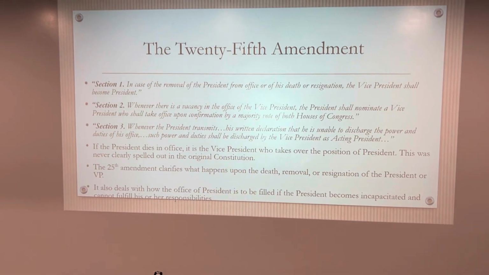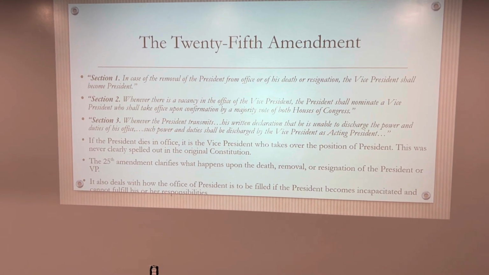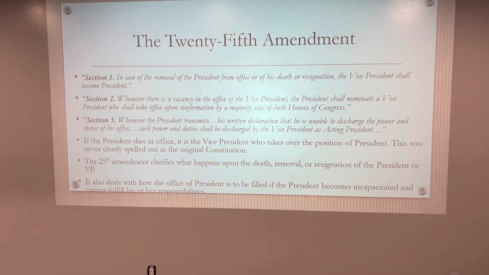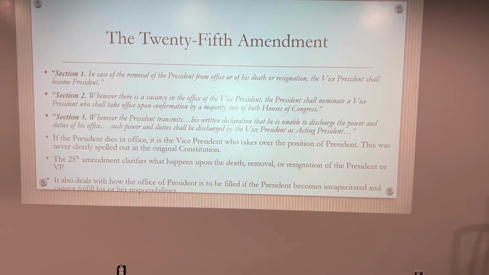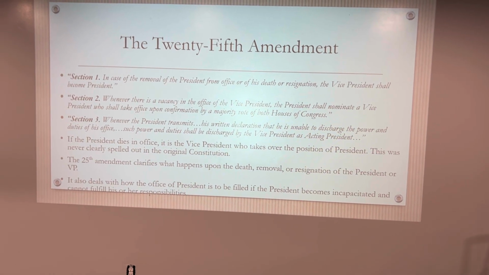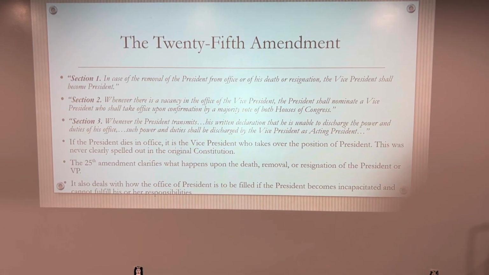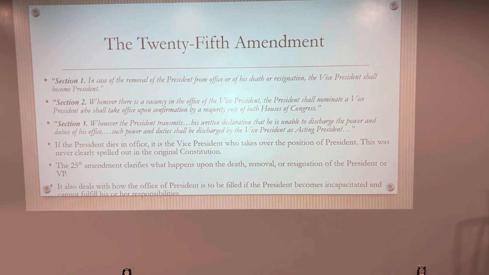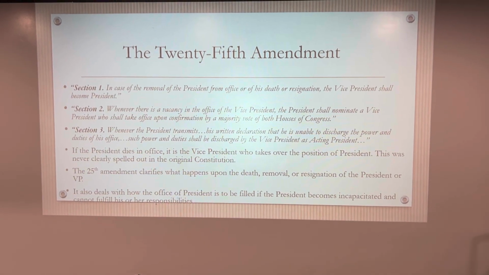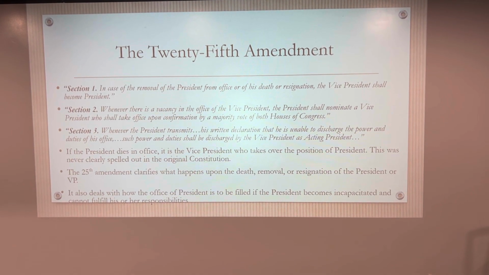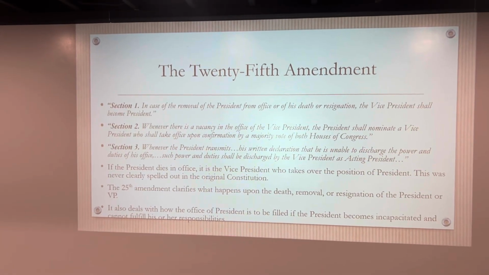The 25th Amendment establishes the line of succession for a president. If the president dies in office, it is the vice president who takes over the position of the president. This was never clearly spelled out in the original Constitution. The 25th Amendment clarifies what happens upon death, removal, or resignation of the president or vice president. It also deals with how the office of president is to be filled if the president becomes incapacitated and cannot fulfill his or her responsibilities.